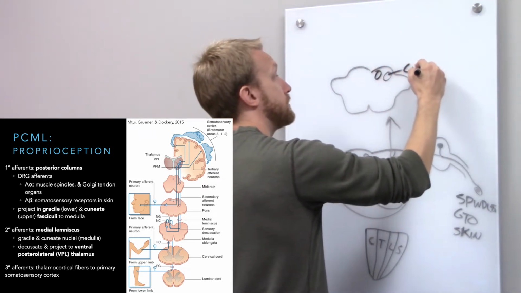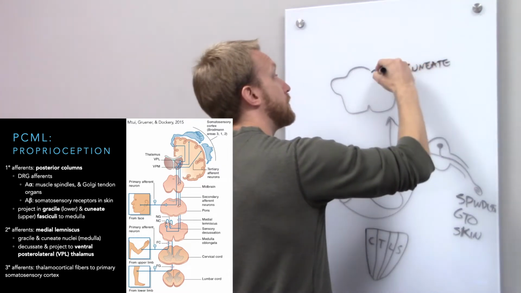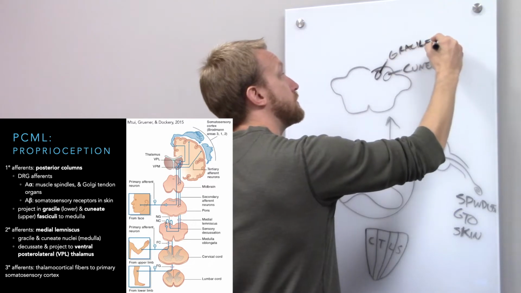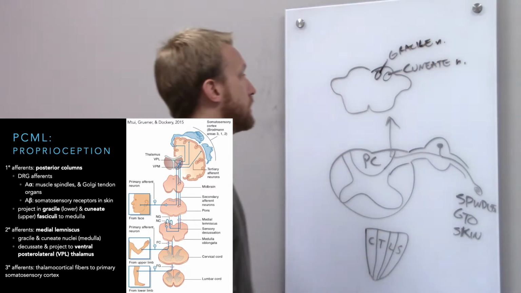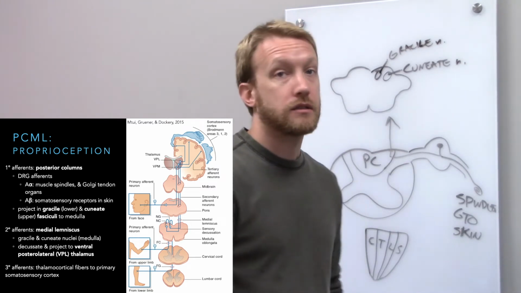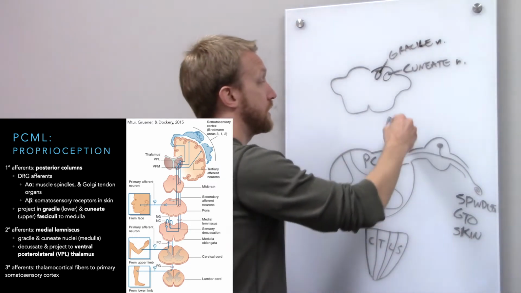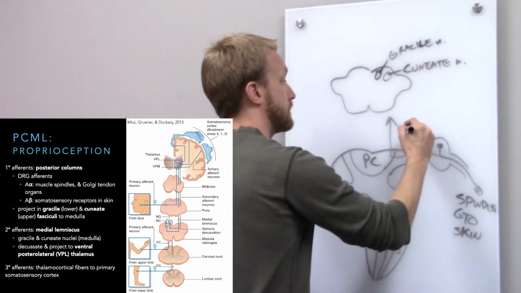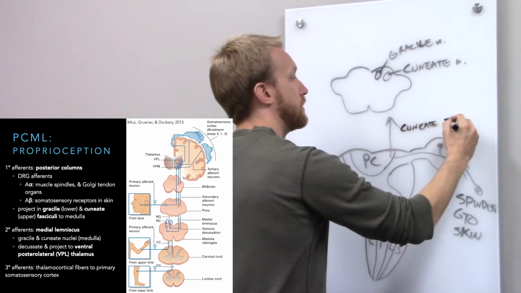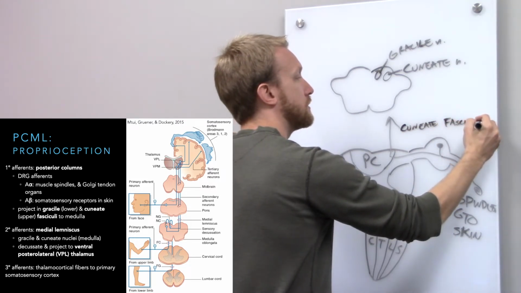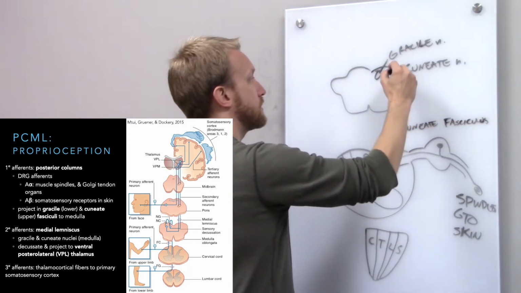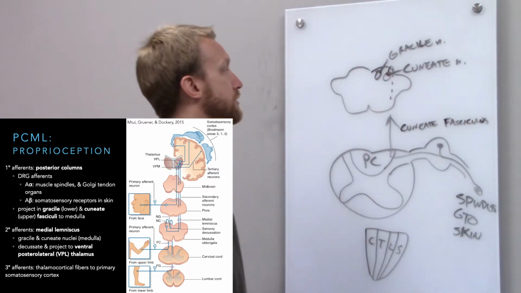Either the cuneate or the gracile nucleus. They project along pathways called fasciculi. So there's the cuneate fasciculus. That's what this is. Let's assume we're going to synapse in the cuneate. The cuneate fasciculus is the pathway in the posterior columns that eventually synapses at the cuneate nucleus.